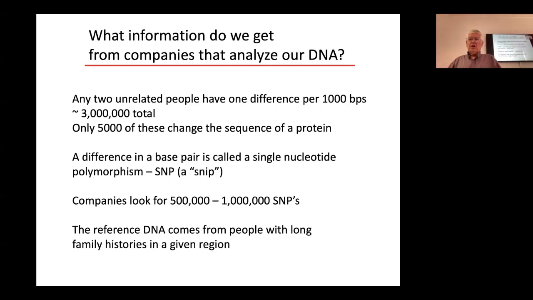All right. So if you have a base pair difference, it's called a single nucleotide polymorphism. Polymorphic means something is different. And SNP is the acronym, and geneticists call them a SNP. So each of us has about 3 million SNPs.